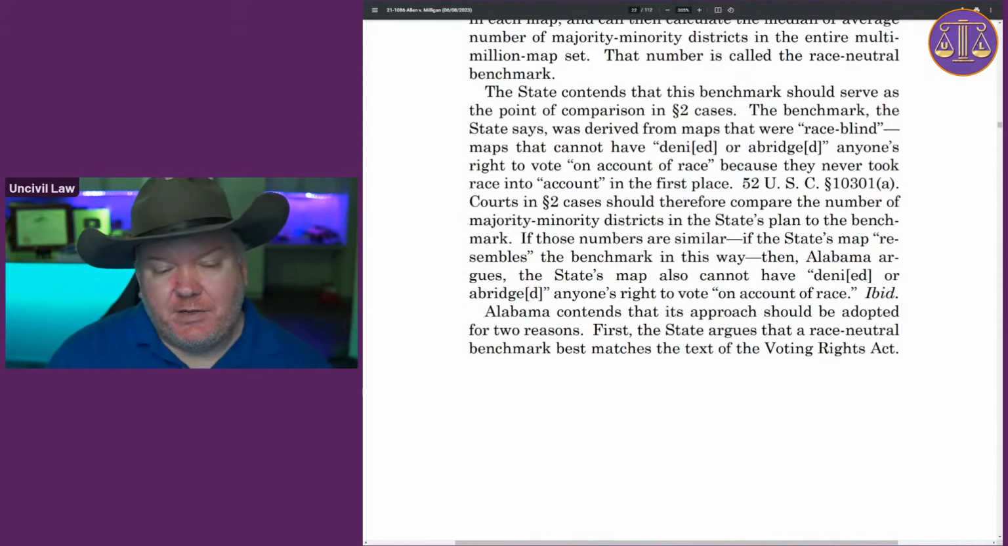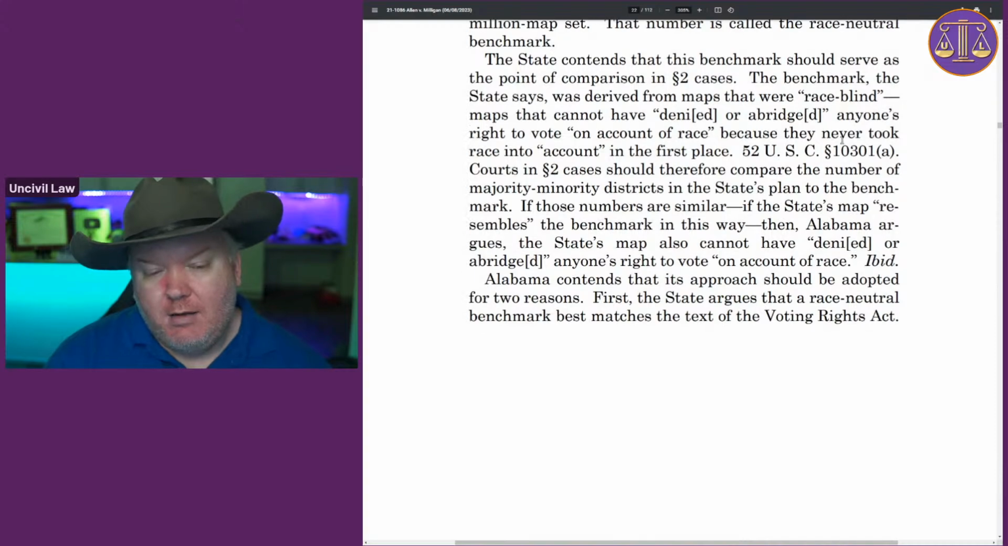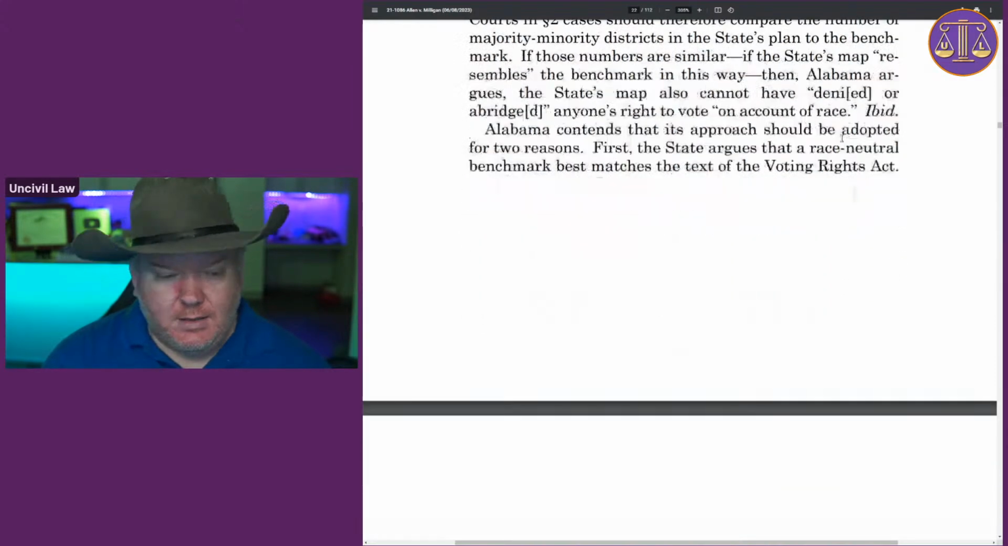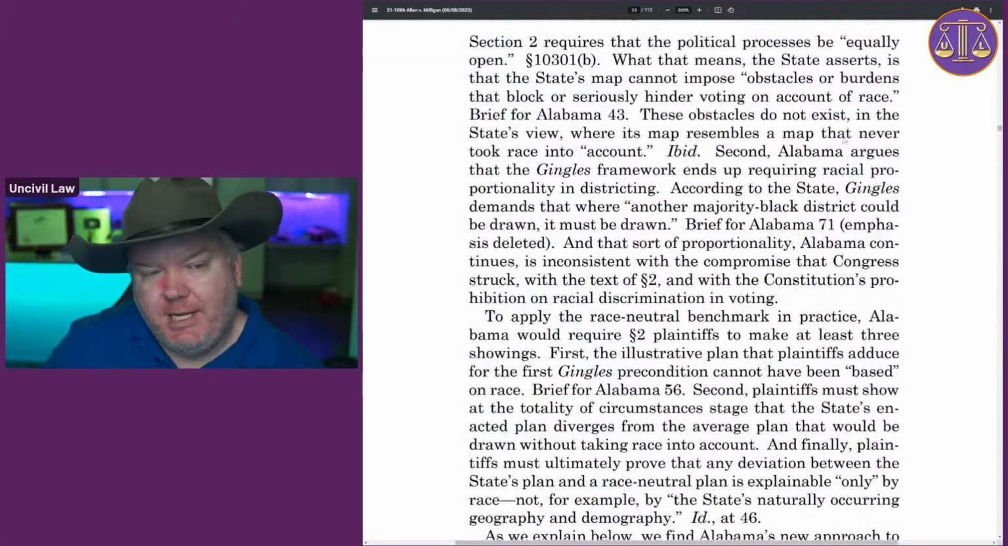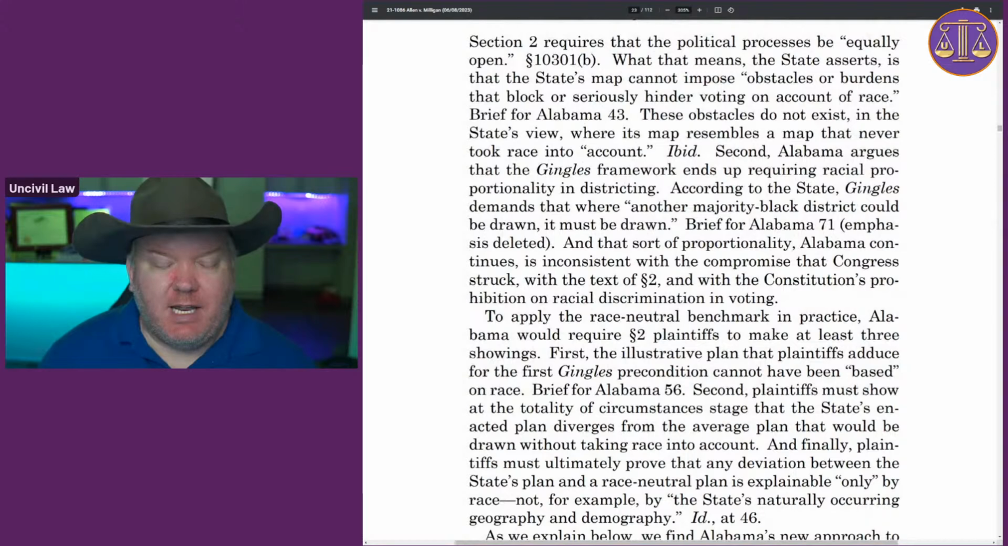Alabama considers this approach should be adopted for two reasons. First, the state argues that race-neutral benchmarking fits the text of the Voting Rights Act. Section 2 requires political processes be equally open. What that means, the state asserts, is that the state map cannot impose obstacles or burdens that block or seriously hinder voting on account of race. These obstacles do not exist, in the state's view, where a map resembles a map that never took race into account. Second, Alabama argues that the relevant framework ends up requiring racial proportionality in districting. According to the state, the framework demands that where another majority-black district could have been drawn, it must be drawn. And that proportionality, Alabama contends, is inconsistent with the compromise that Congress struck.